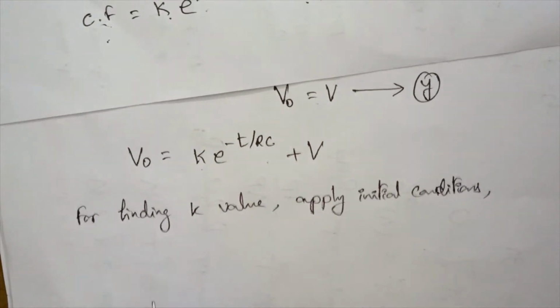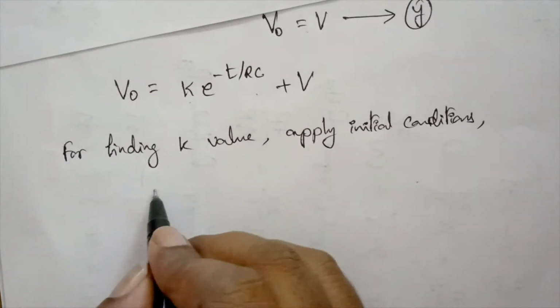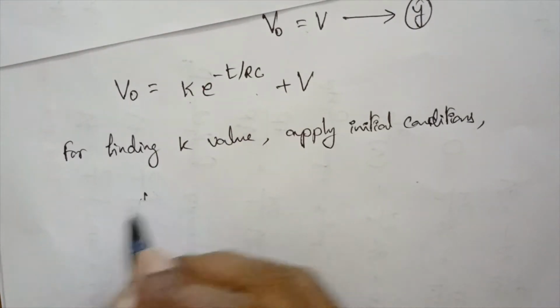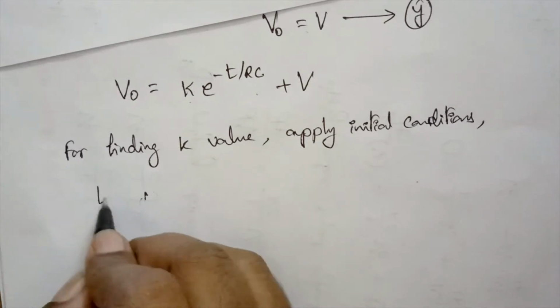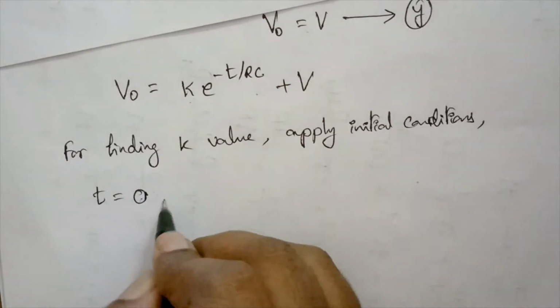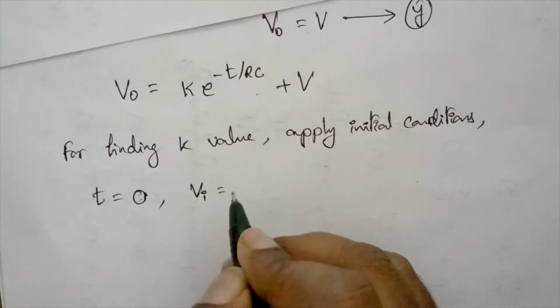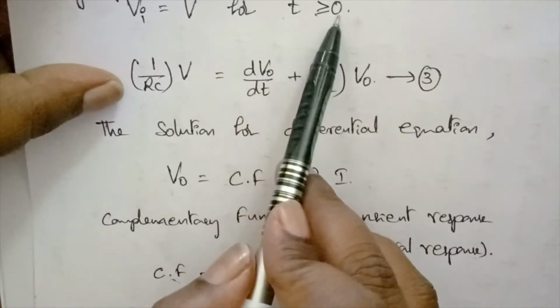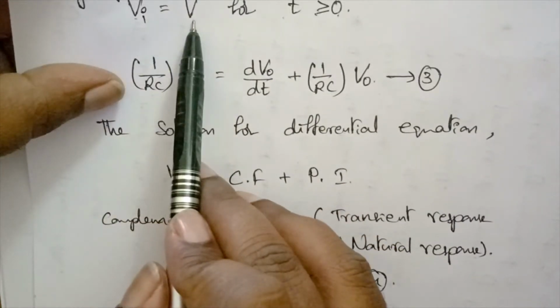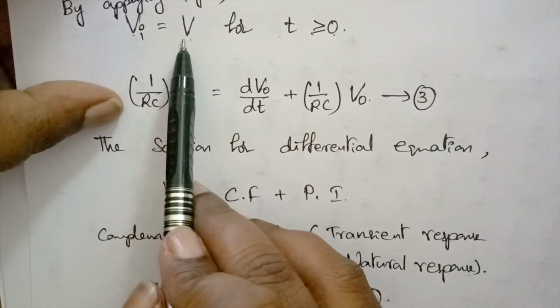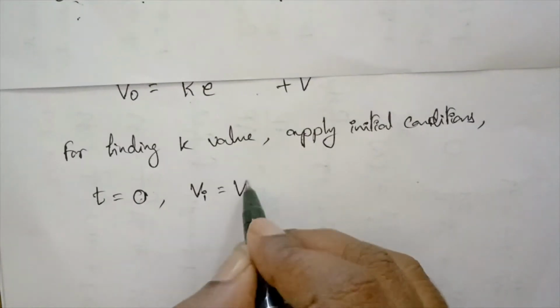So what happened now? V0, so initial conditions means at t equal to 0. At t equal to 0, what is the input? The Vi value. So what is the input at t equal to 0? The input rises to V.